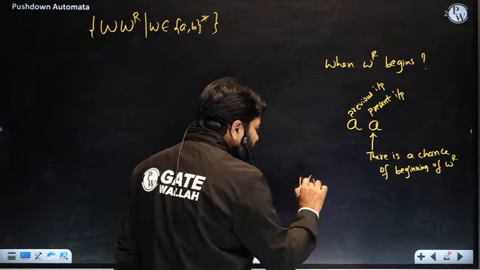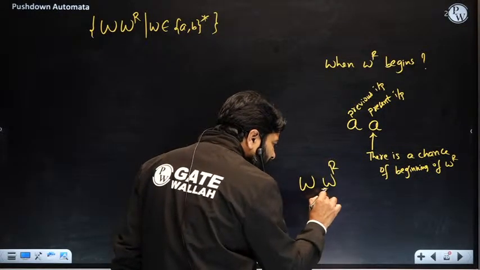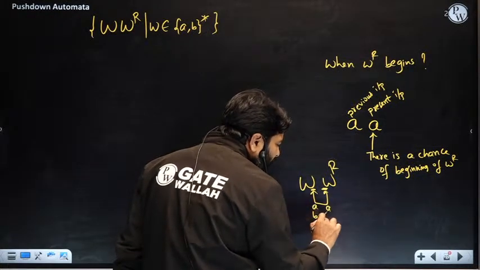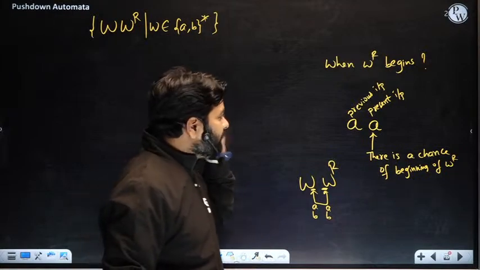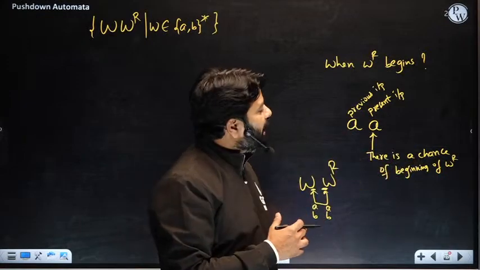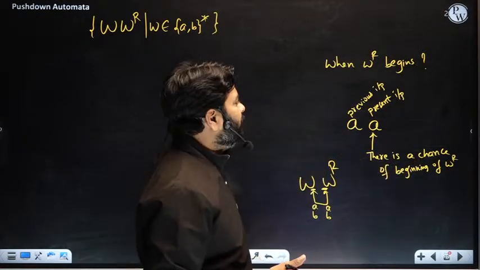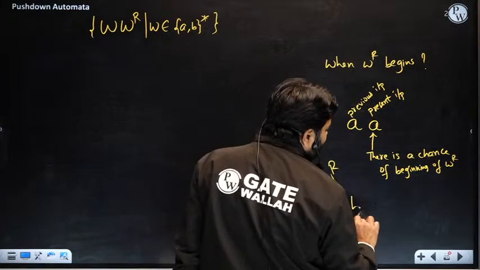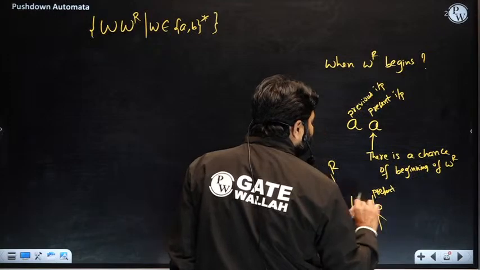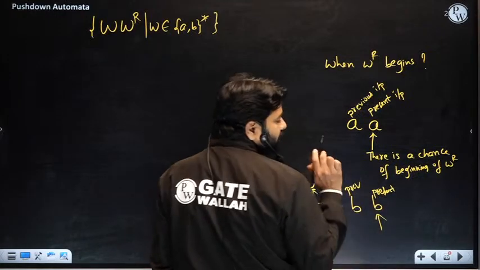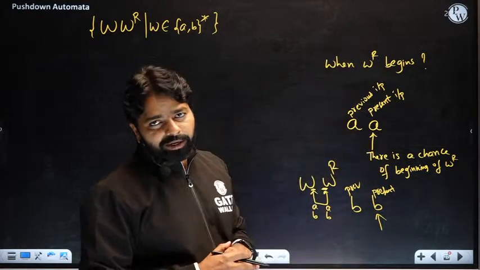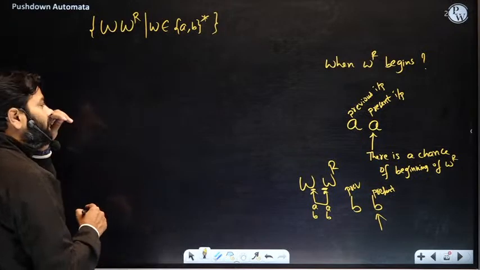See, W and W power R, the first symbol of the reverse should be the same as the last symbol of W. Both should be A or both should be B. That is the reason the reverse might happen, may not happen. If it happens, then you will go to final. If it does not happen, there will be another path that can go to final. So either this situation may happen or BB. If this is the present input and this is the previous input, then again there is a chance. Only at this point of time there is a chance of the reverse of W beginning. So using this combination you can try.